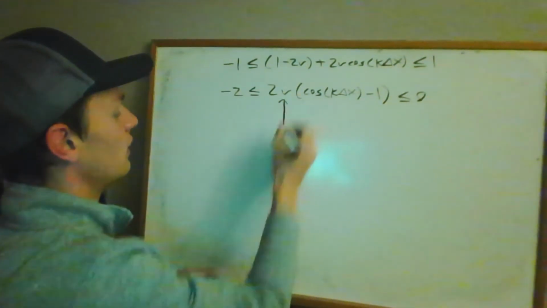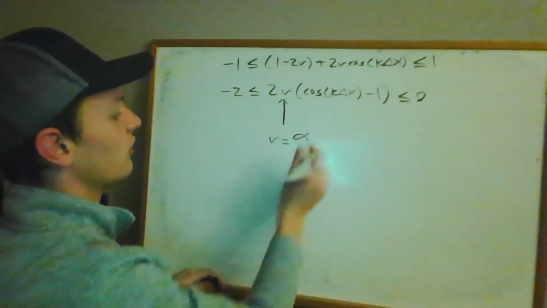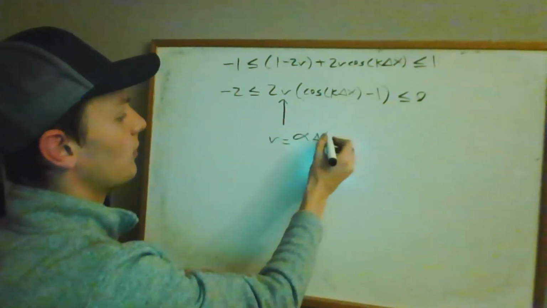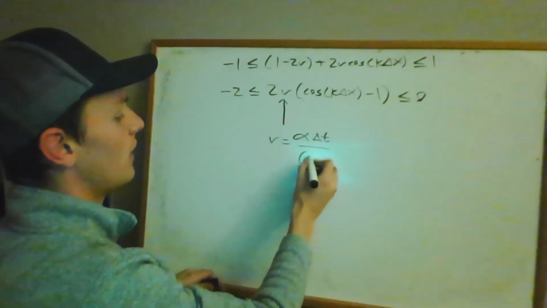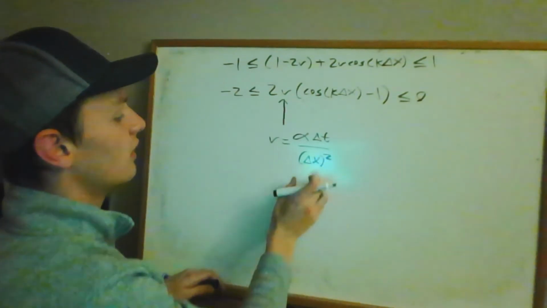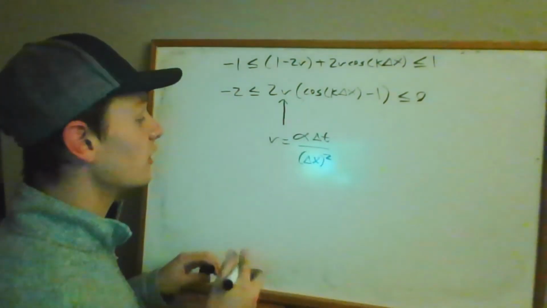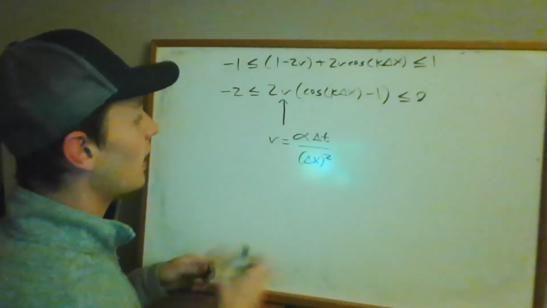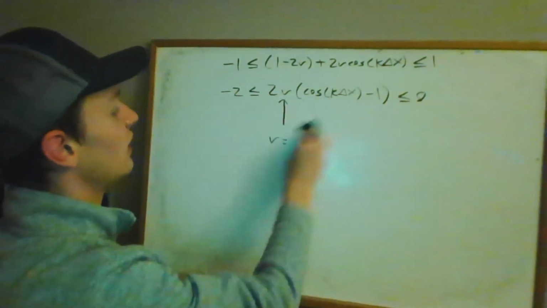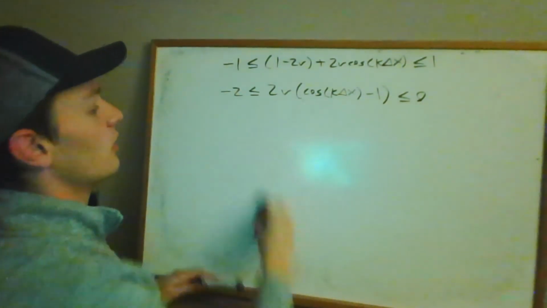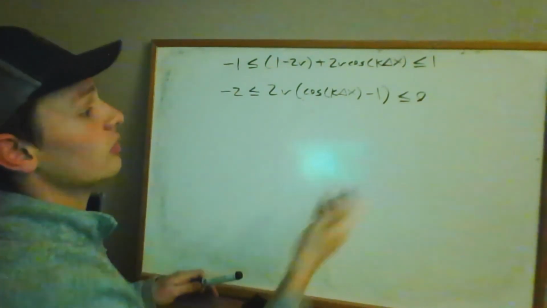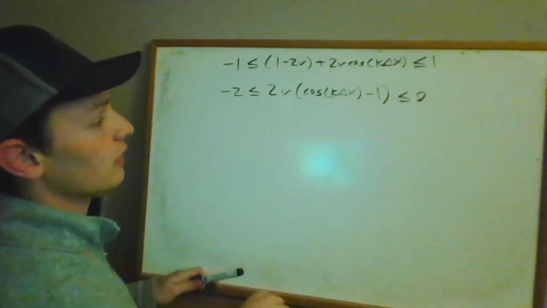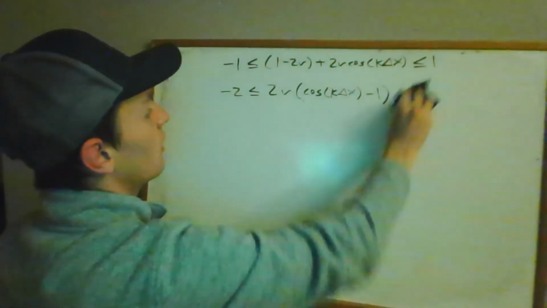r is the thermal diffusivity multiplied by our time step divided by our position step squared. These are all constants that are positive. So r is always going to be positive. Therefore, this entire term in the middle of our inequality here is always going to be negative. It's always going to be less than or equal to 0. So we can get rid of that over there.